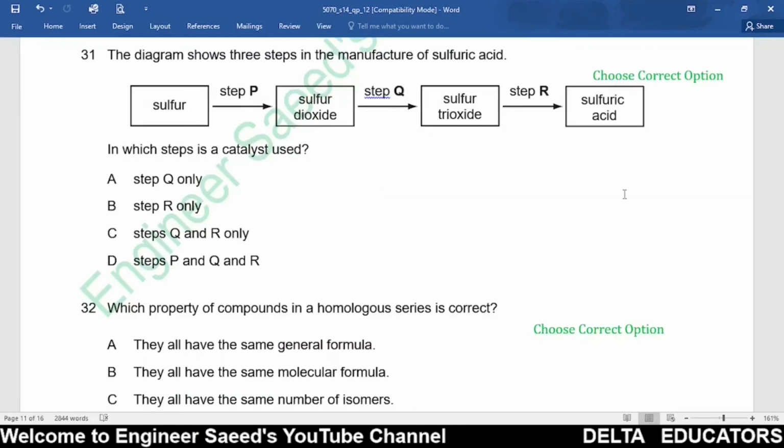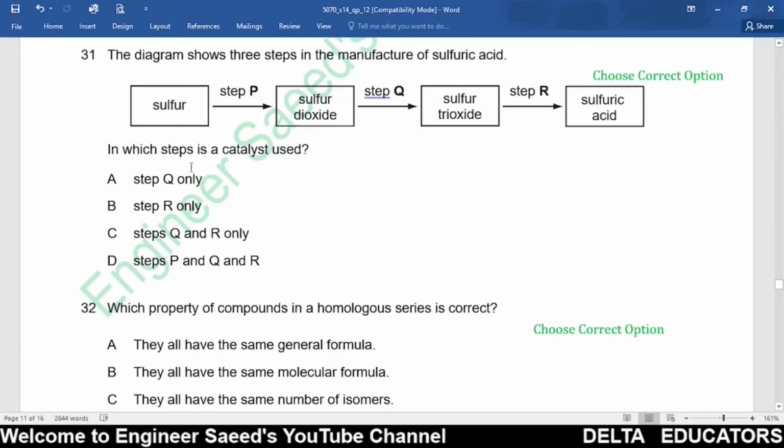Question number 31. The diagram shows 3 steps in the manufacture of sulfuric acid. In which step is a catalyst used? Option A, step Q only. Option B, step R only. Option C, step Q and R only. Option D, step P and Q and R.